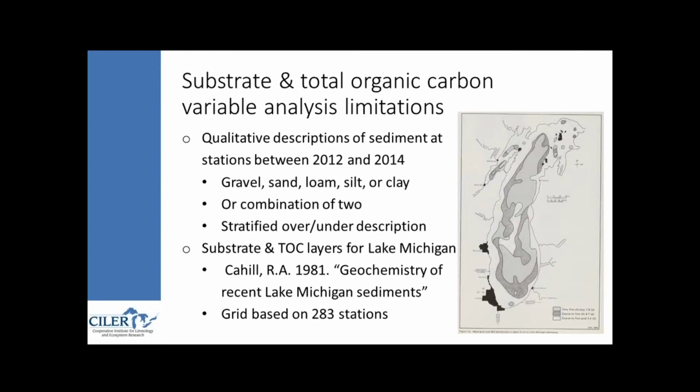So how exactly are we going to go about improving this model? I initially looked at substrate and total organic carbon, using these variables to predict mussel biomass at unknown locations. And there were some limitations to this analysis. The data that I had at each of the stations was very qualitative for the sediment grain size.